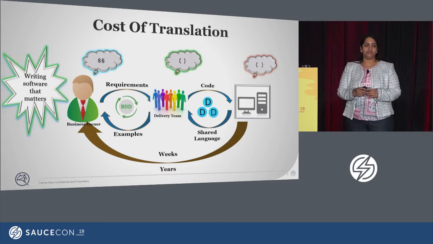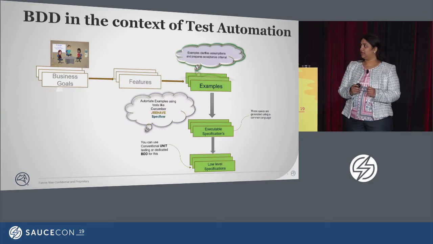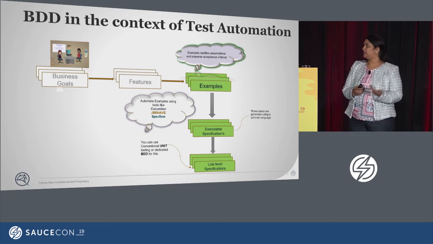So what is BDD in terms of test automation? Let's have a peek. In a typical project, there will be three amigos if you are following BDD. On top of the image, there are three amigos: a product owner, a developer, and a test engineer or test person.